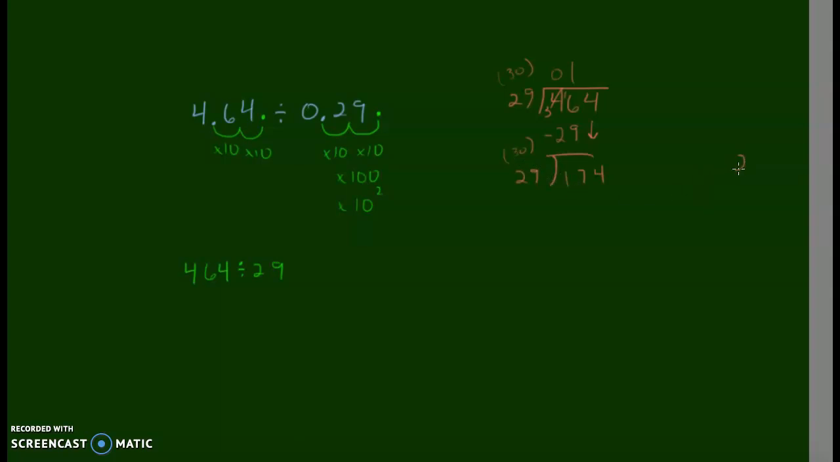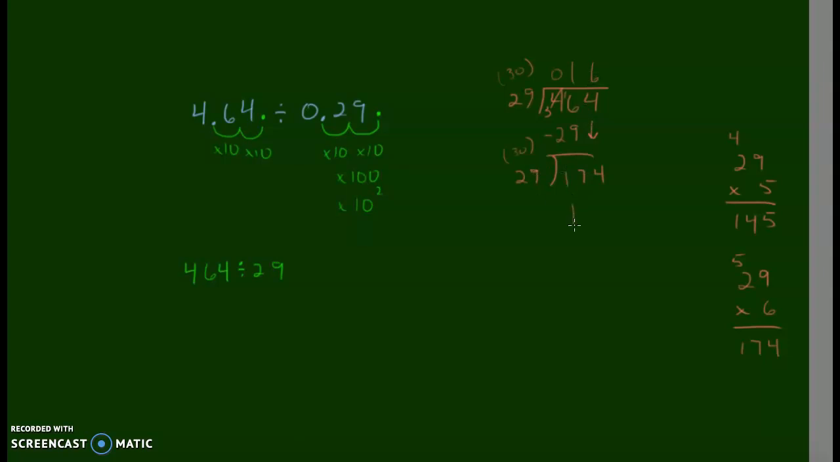So I'm going to try 29 times 5 off to the side. 9 times 5 is 45. 2 times 5 is 10, plus 4 is 14. Let's try 6. 29 times 6. 9 times 6 is 54. 2 times 6 is 12, plus 5 is 17. And it's exactly 174. So I know that there are 6 groups of 29 in 174.